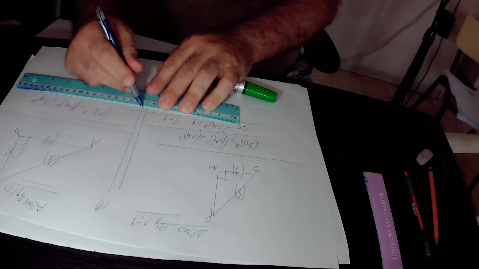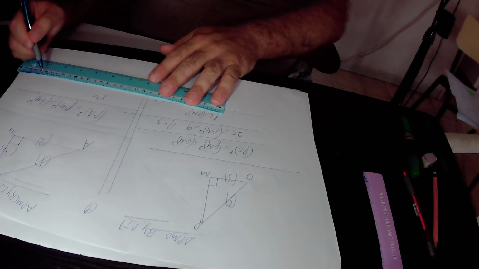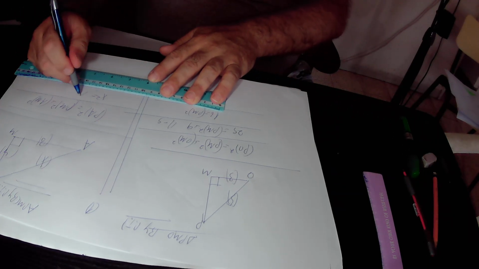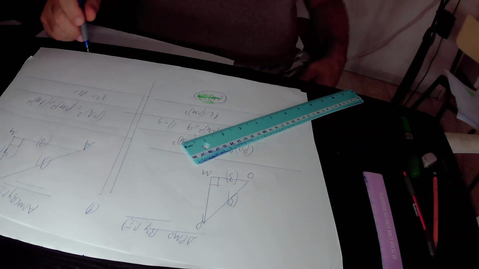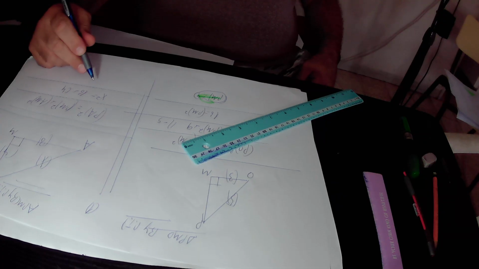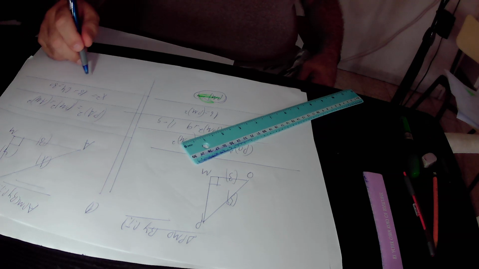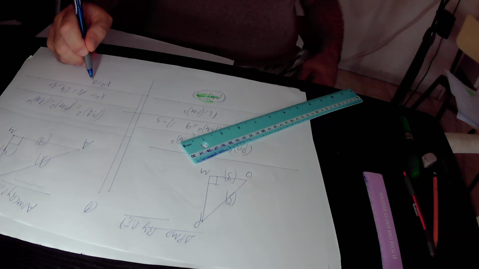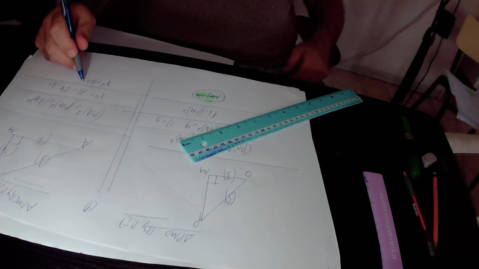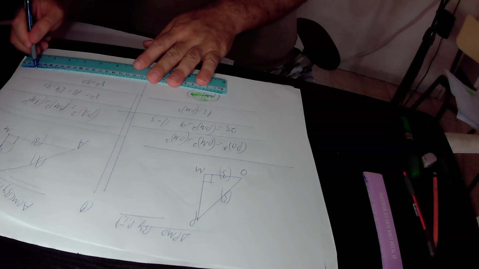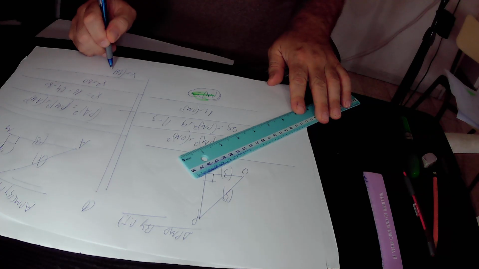PA is x, therefore PA squared is x squared, and it is equal to PM squared. PM is 4, therefore PM squared is 4 squared, that is 16, plus AM squared. AM is 8, therefore AM squared is 8 squared, that is 64. So in total, x squared equals 16 plus 64, that is 80. So x squared equals 80. Here we substitute 80 by 16 times 5. So x squared equals 16 times 5.